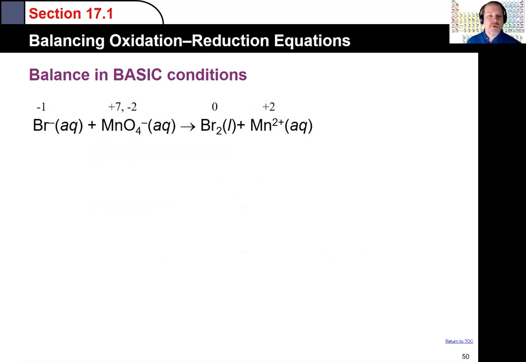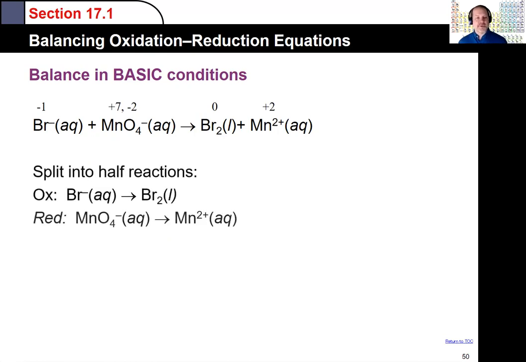Okay, so we go through and we assign the oxidation states for each one. Bromide is -1. The permanganate there is +7, oxygen's -2. Bromine as a liquid is 0, and then +2 there. So who's being oxidized, who's being reduced? Well, I see the bromine atoms going from -1 to 0. So that means bromine and anything included with those is oxidation. It looks like manganese is going from +7 to +2. So that's our reduction.